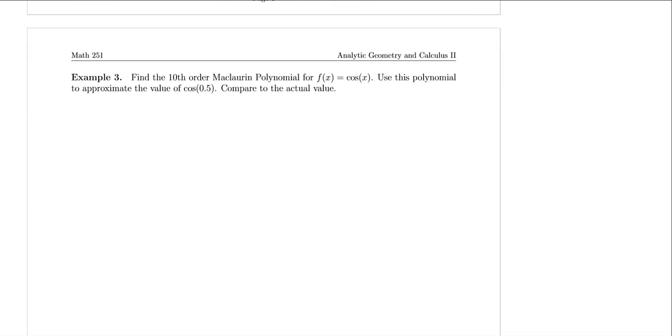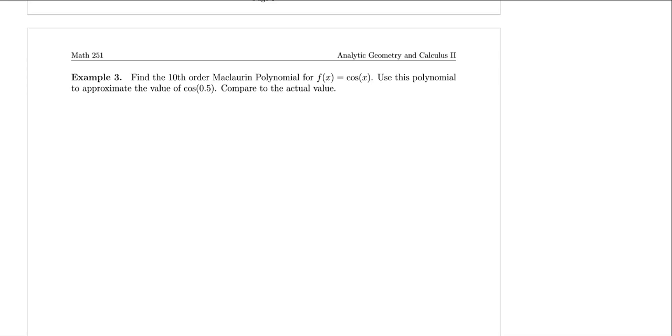So we've seen examples now with the e to the x, the ln of x. Now let's take a look at some trickier functions. So for example 3, we want to go ahead and find the 10th order Maclaurin polynomial for f of x equals the cosine of x, and we want to use this polynomial to approximate the value of the cosine of 0.5. Once we're done, let's compare it to the actual value.